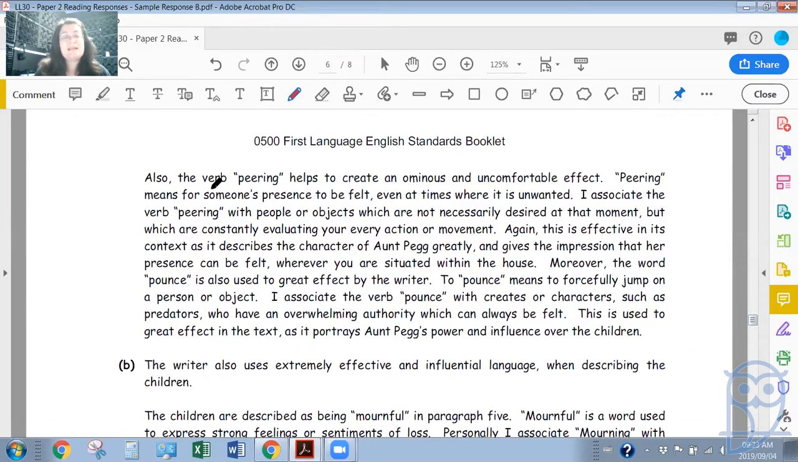Also, the verb peering, yes, correct, that is a verb. The verb peering helps to create an ominous and uncomfortable effect. Peering means for someone's presence to be felt even at times where it is unwanted. I associate the verb peering with people or objects which are not necessarily desired at that moment, there's a bit of repetition here, but which are constantly evaluating your every action or movement. Again, this is effective in its context as it describes the character of Aunt Peg greatly and gives the impression that her presence can be felt wherever you are situated within the house.